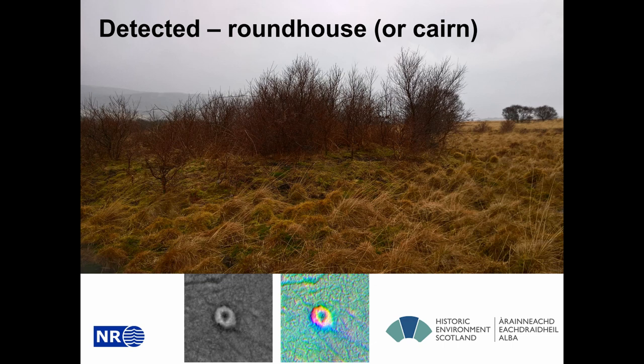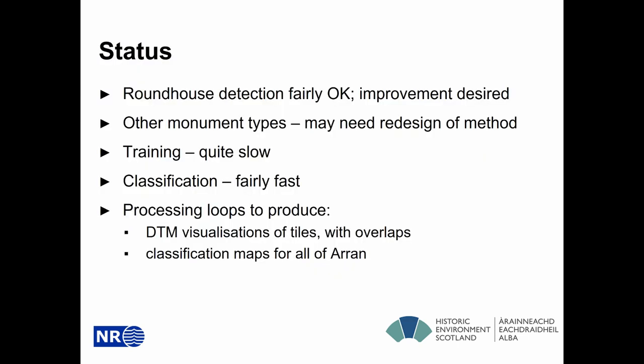When I look at the vegetation component of the data, I don't see the vegetation, so maybe it's a mix. So all the results now, the roundhouse detection seems to be fairly okay. Improvements are always needed. For the other two monument types that we have looked at, it's not very convincing at all at the moment, but we want to improve on that.